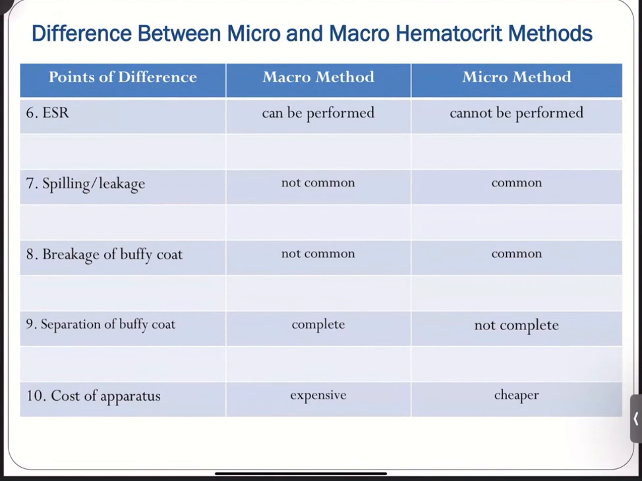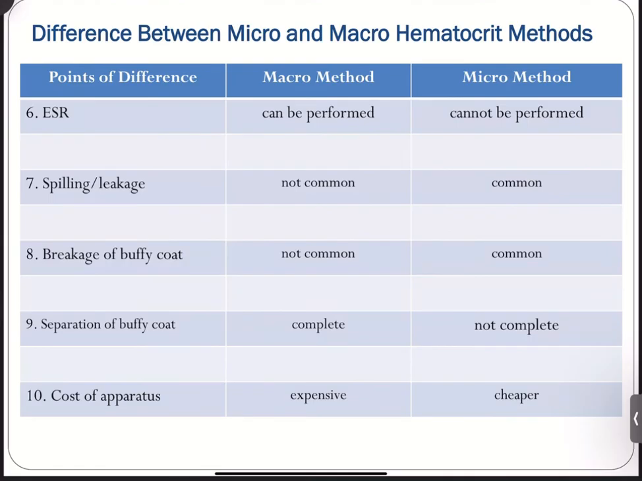Okay, in the macro method, ESR can be performed. Why? It has a graduation. The tubes used in the macro method have graduations, thus ESR can be evaluated. The micro method cannot perform ESR. Why? Because the blood is too small, and the phases of agglomeration cannot be performed.